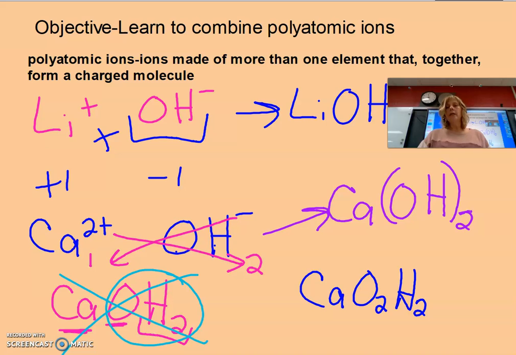This is wrong because it doesn't indicate in any way to me that these OHs are combined as 1 polyatomic ion. So this is the correct way to put them together: in parentheses, with how many of those we have on the outside of those parentheses. This tells me that I have some calcium combined with some oxygen combined with some hydrogen, but it doesn't let me know that actually it's the hydroxide ion that was combining with the calcium. So this is different. So we want to make sure that we use those parentheses.